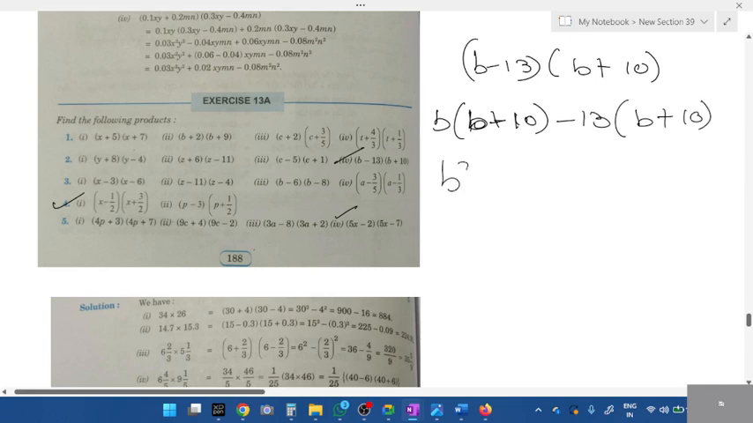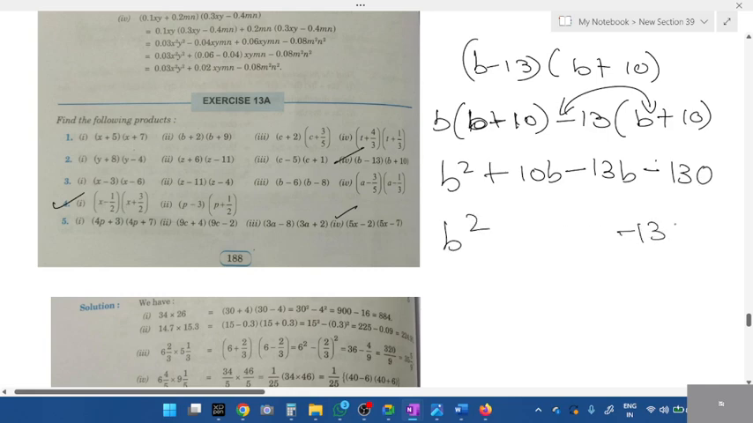b square plus 10b. And what did you get here? Minus 13b, minus into plus is minus 130, right? If you have written plus 130, wrong, minus 130. Now, b square minus 130 remain as it is. What is plus into minus? Minus 13 minus 10. Very good. Minus 3b is the answer.